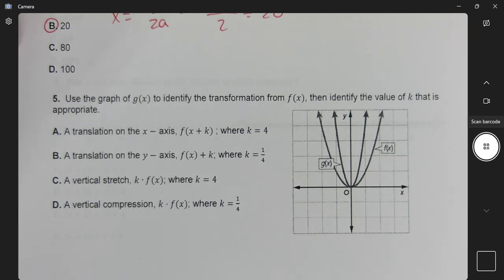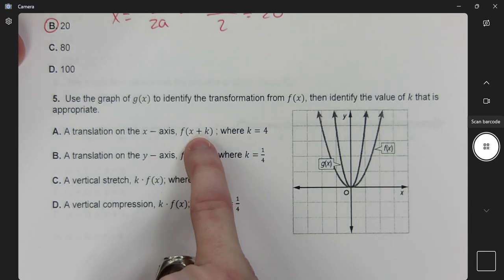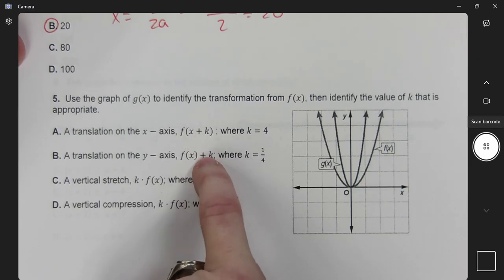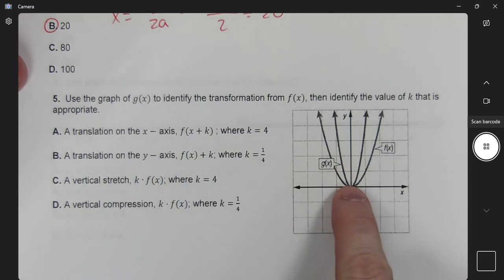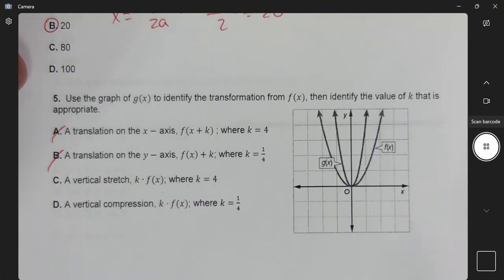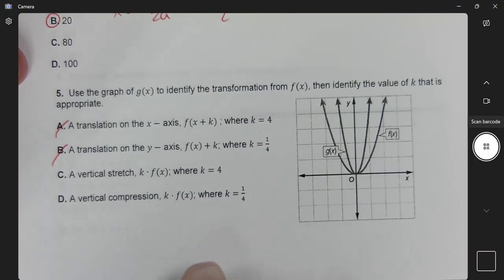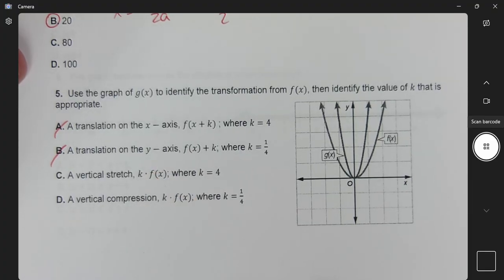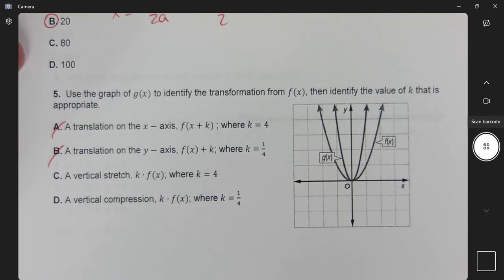Anytime you see addition or subtraction, and it doesn't matter if it's inside or outside, this is going to be a shift. And because this graph did not move anywhere, these are instantly bad answer choices. That leaves us with these two options, and they're the same kind of transformation. They're a multiplication, and they're both a multiplication on the outside, meaning not inside the parentheses. Multiplication on the outside is you changing your y values.